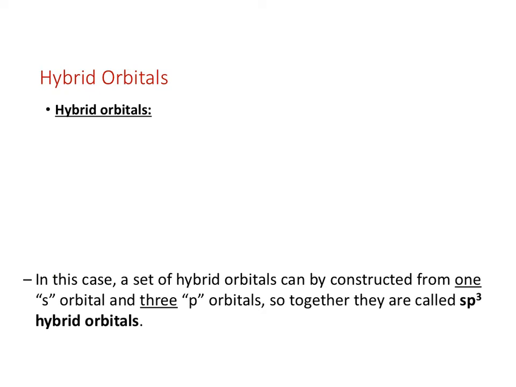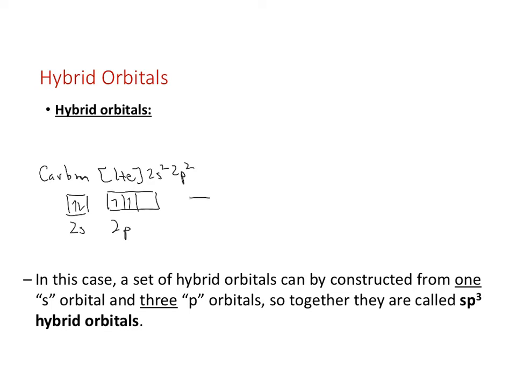And that's where our hybrid orbitals come in. Our hybrid orbitals basically allow us to explain carbon forming 4 bonds from 4 identical orbitals. So if we go back to the configuration of carbon again, helium 2s2, 2p2. So here's my 2s orbital. Here are my 2p orbitals. I have 1, 2, 1, 2 electrons. So hybridization is essentially you're taking those orbitals and you're going to mix them together.